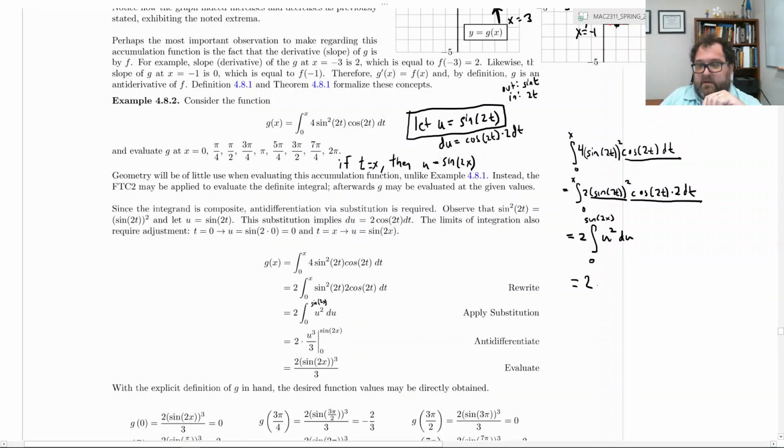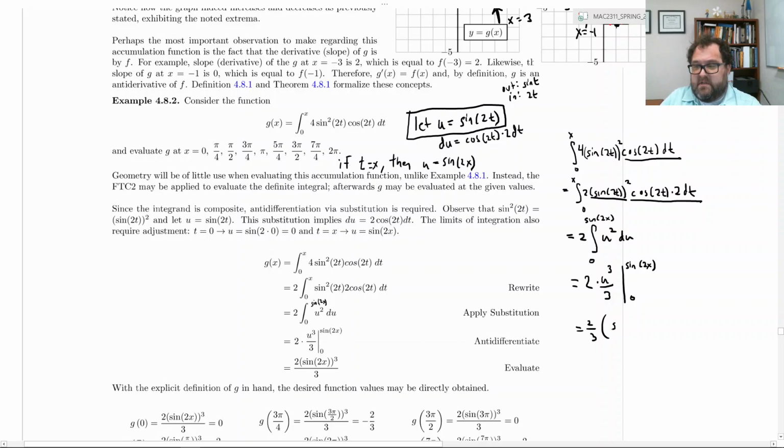So we have 2. And then what's the antiderivative of u squared? Well, we increase the power by 1. We get u cubed and divide by that new power. No need for a plus c because this is a definite integral. And now we need to remember our notation, which is a 0 and then a sine 2x, because this means we're about to apply the fundamental theorem. I'm going to factor out that 2/3 like so, and then I just have u cubed for my F of b minus F of a.